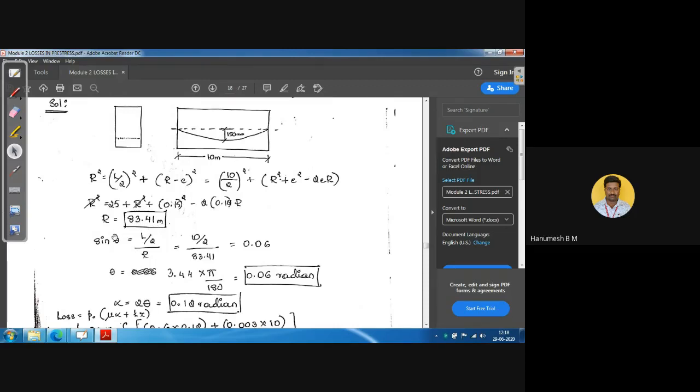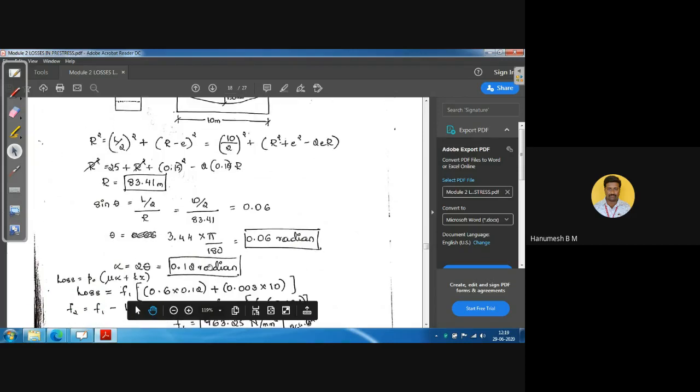Once we know the radius, we can calculate the inclination of the cable with the horizontal. Sin theta is equal to opposite by hypotenuse. Opposite side will be half of the span, L by 2, and hypotenuse will be the radius of the circular cable. On simplification, sin theta is equal to 0.06. If I want to calculate theta, apply sin inverse on both sides. On the LHS theta will remain, and on the RHS sin inverse of 0.06 is 3.44. So this value 3.44 is in terms of degrees.